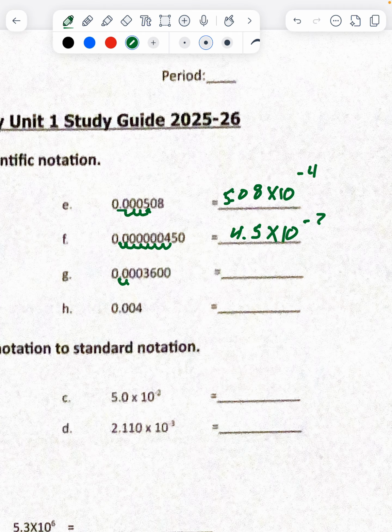Next one is 1, 2, 3, 4. So 3.6. You could keep the zeros if you want. If you want to do 3.600, that's totally fine, or you could just do 3.6. Now I went to the right 1, 2, 3, 4 times, so that's times 10 to the -4. Next one, you're going to go to the right 1, 2, 3 times. That gives you just 4. You could put 4.0 if you want to, or you could just leave it as 4. 4 times 10 to the -3.